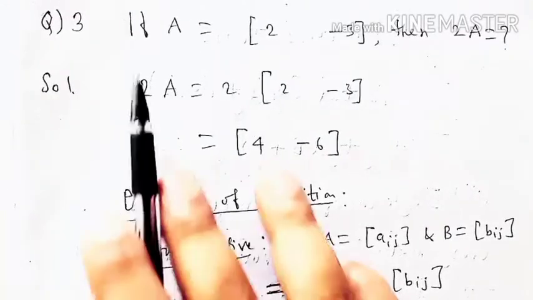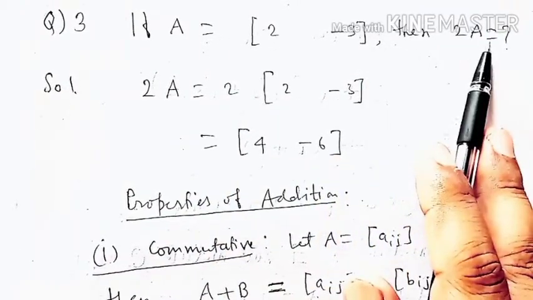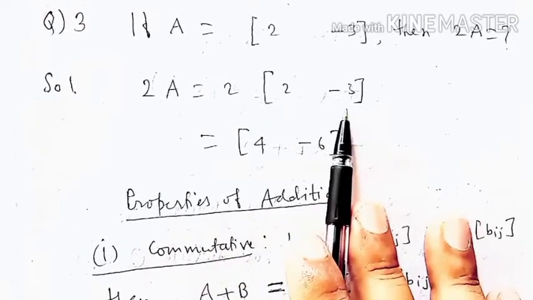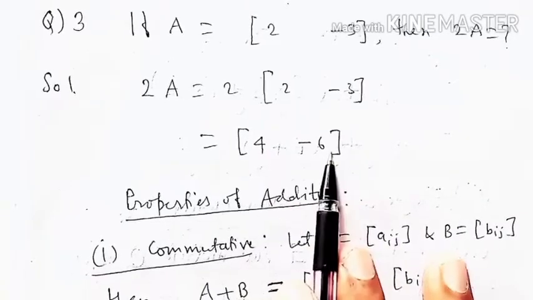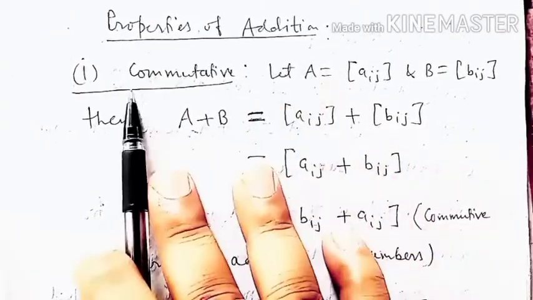For example, if A is equal to [2, -3], then we can find 2A as 2 into A. We have to multiply each element of A with 2 to get [4, -6]. Now properties of addition. So this is commutative.